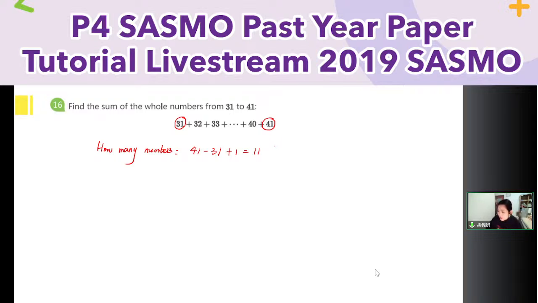Jianfeng, very good. Okay, well done. So after we find out the number of terms, then we can use the formula we have learned to find the sum of an arithmetic sequence.